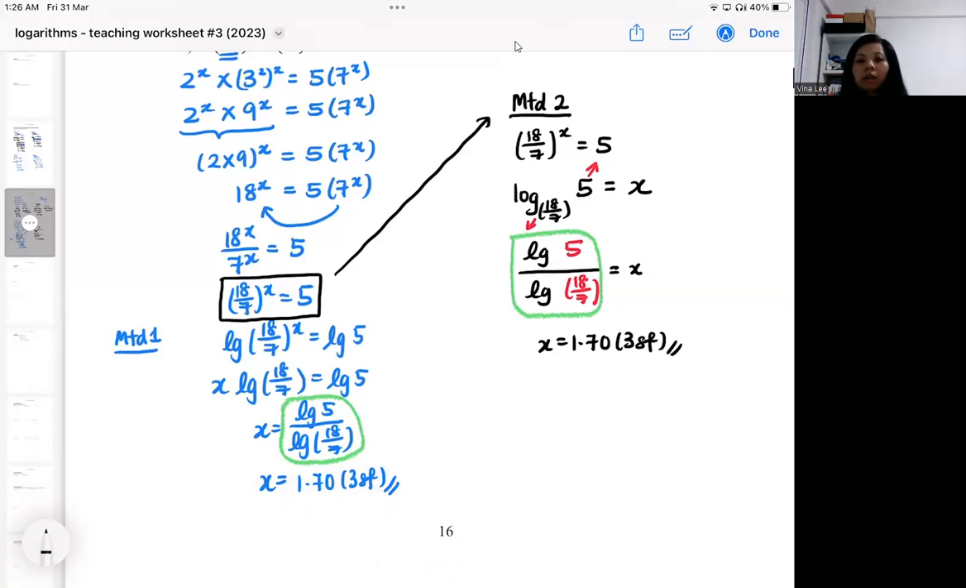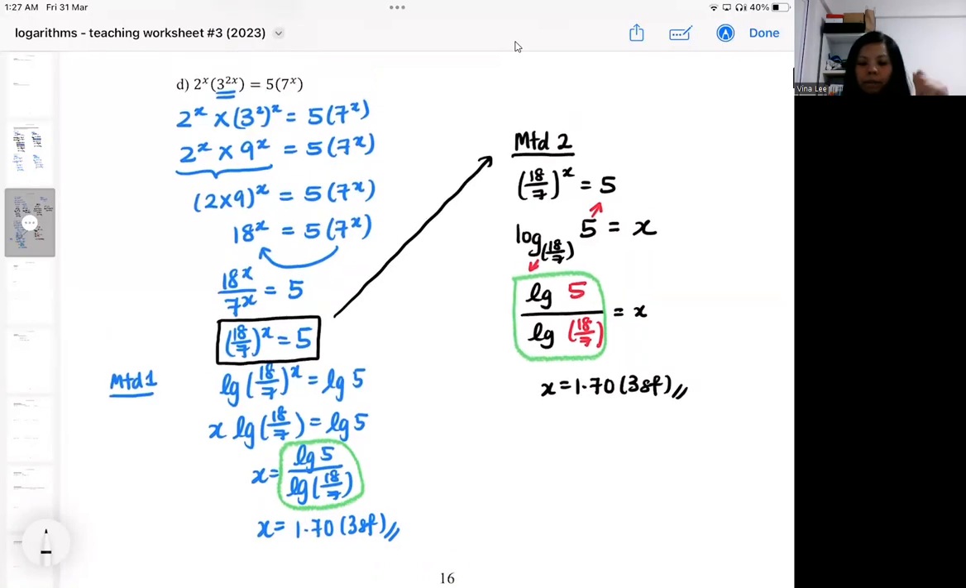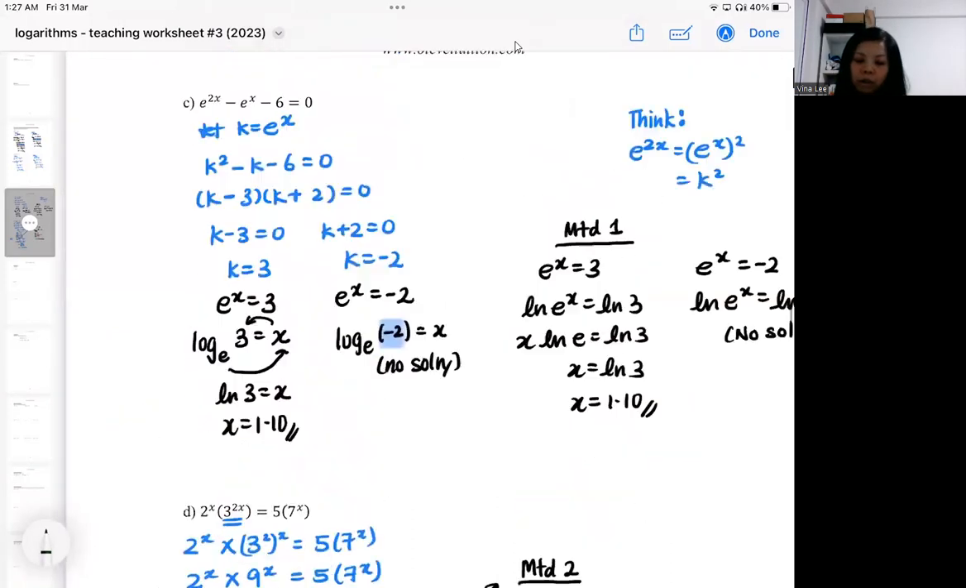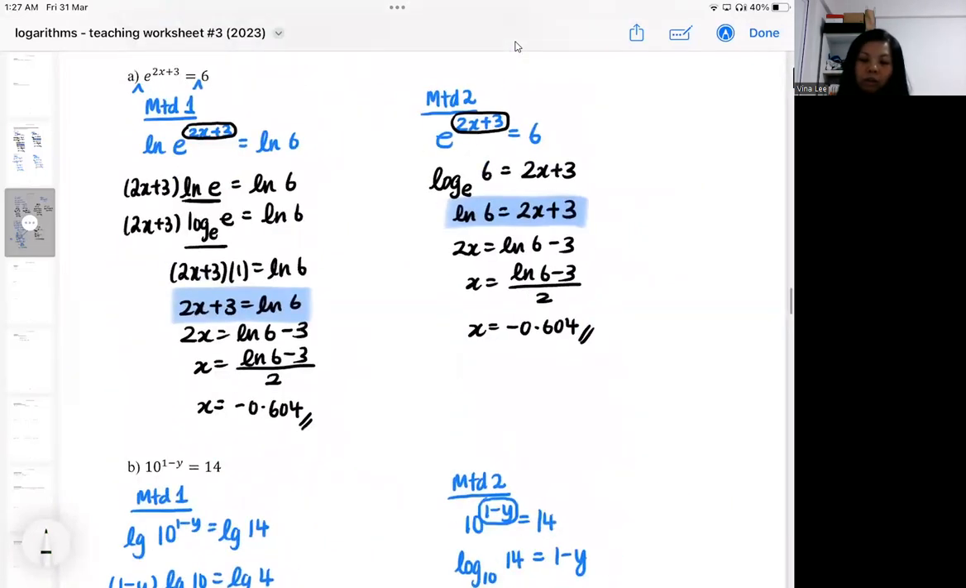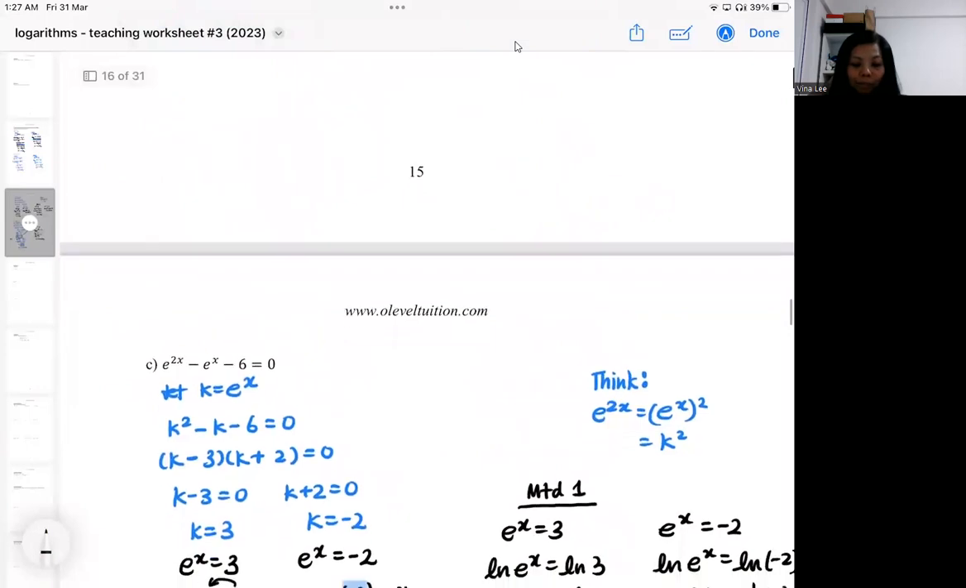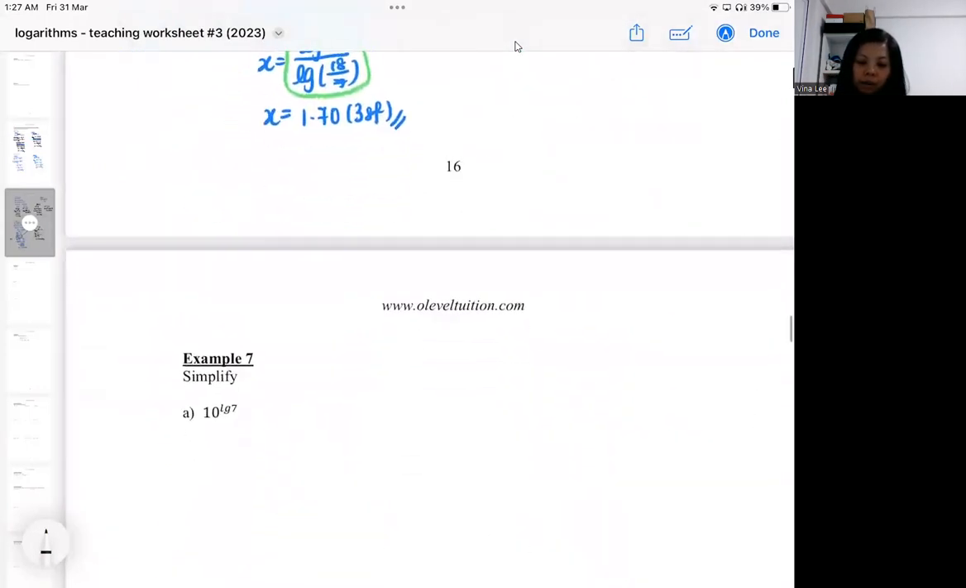Do you prefer to directly take a log, LG, on both sides? Or do you prefer to change it to logarithm? Because you need to assess the value of it, that's why you need to do a change of base. So whichever method you prefer, the answer will still be the same. You just need to choose a very comfortable method. Okay, so that's one of the generic things you've got to decide for yourself.